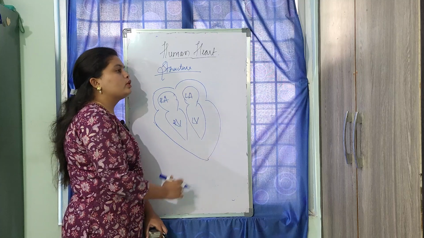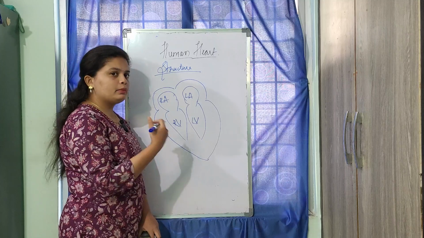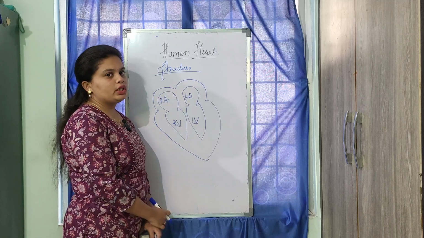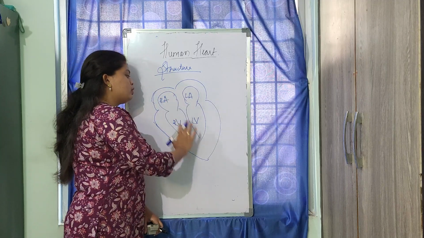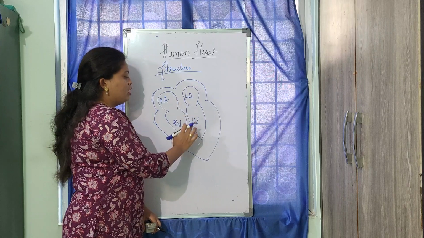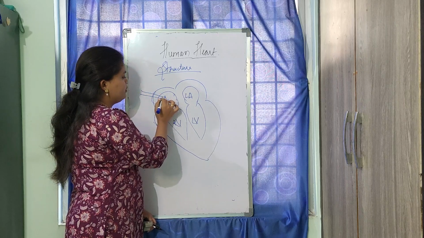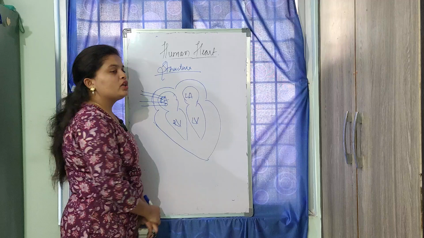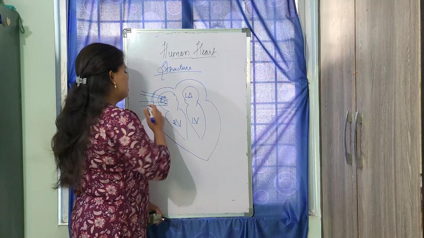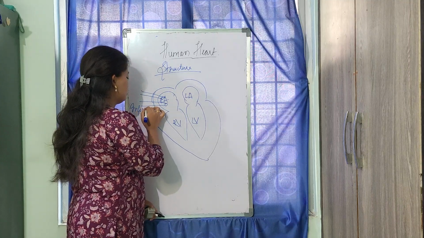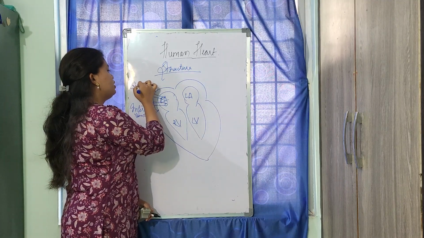Now let's discuss the parts of the heart, remembering this double circulation also. Let's talk about the right part of the heart first. The right part of the heart has two chambers, the right atrium and the right ventricle. This right atrium will receive two major veins, which are the inferior vena cava and the superior vena cava.